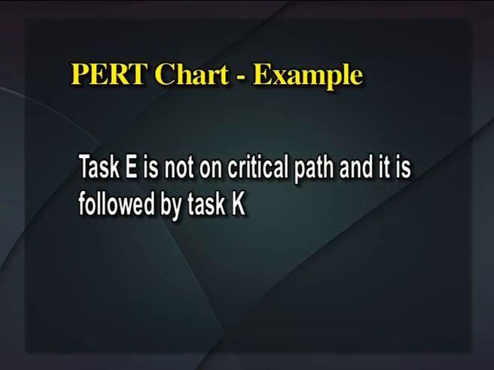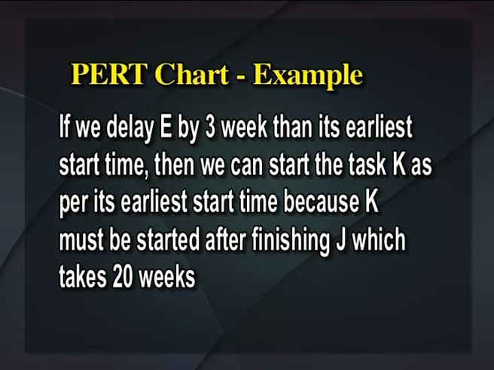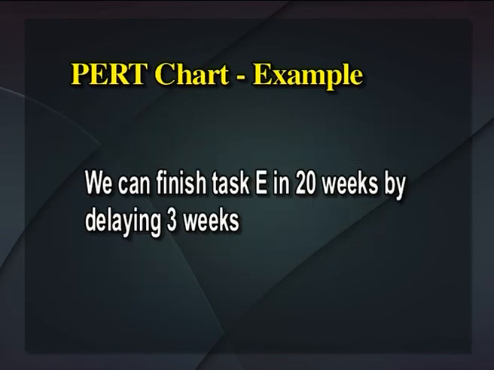The tasks outside the critical path can be delayed by a certain amount of time. For example, task E is not on the critical path and it is followed by task K. If we delay E by 3 weeks from its earliest start time, we can still start task K as per its earliest start time, because K must be started after finishing J, which takes 20 weeks. We can finish task E in 20 weeks by delaying 3 weeks.